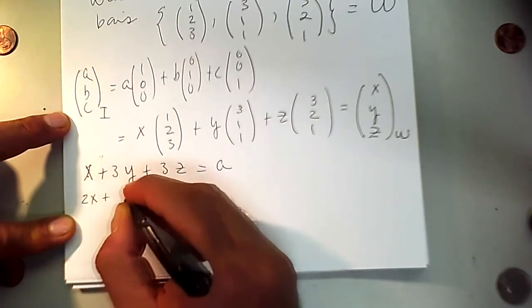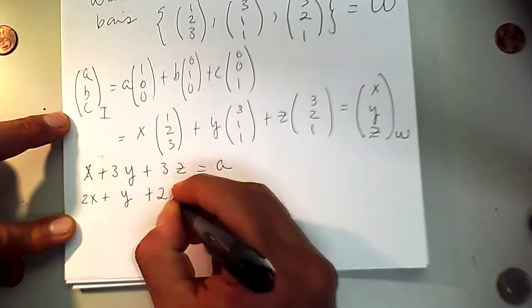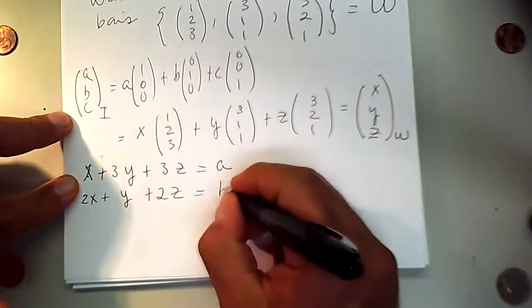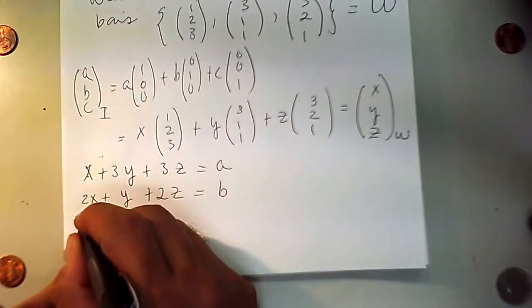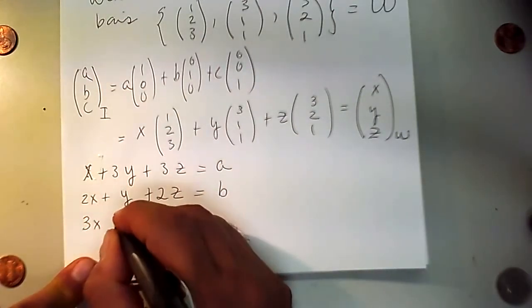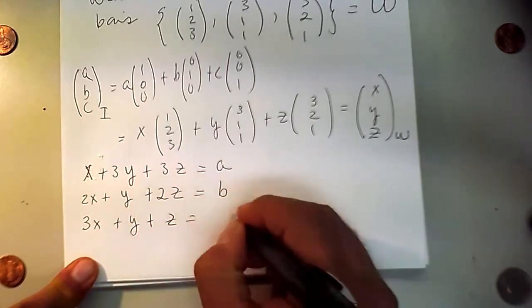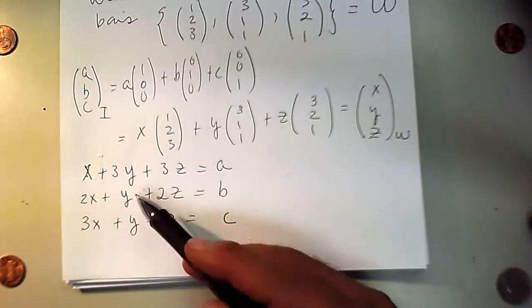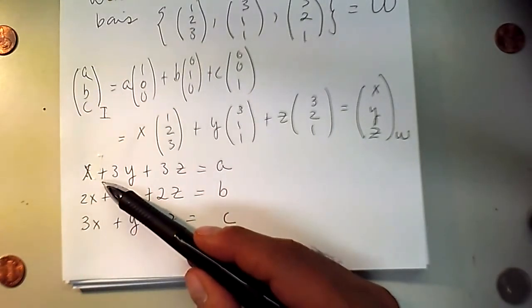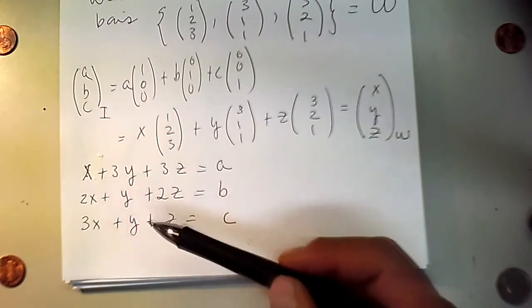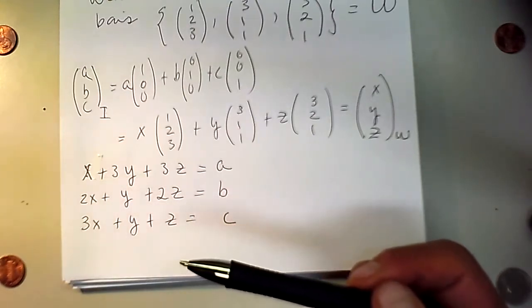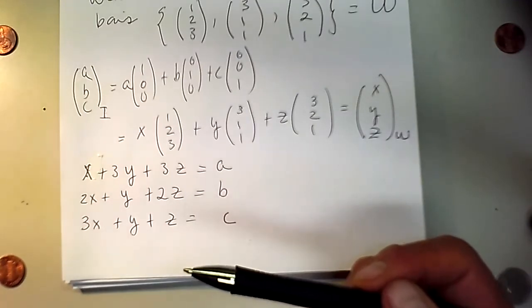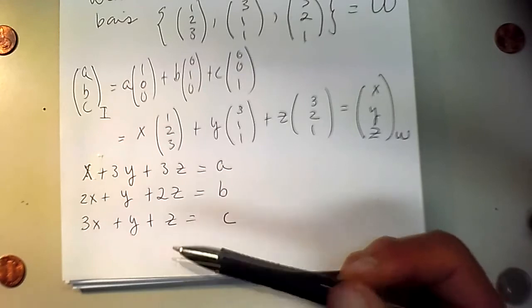2x plus y plus 2z equals B. And 3x plus y plus z equals C. So we want to solve this system of equations for x, y, and z. I'm trying to figure out how to do this most efficiently.